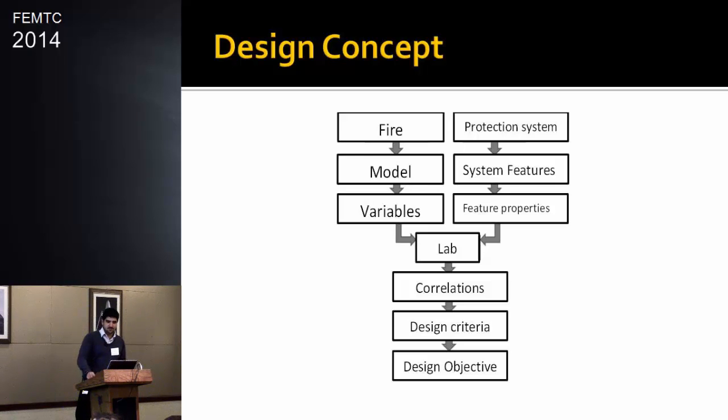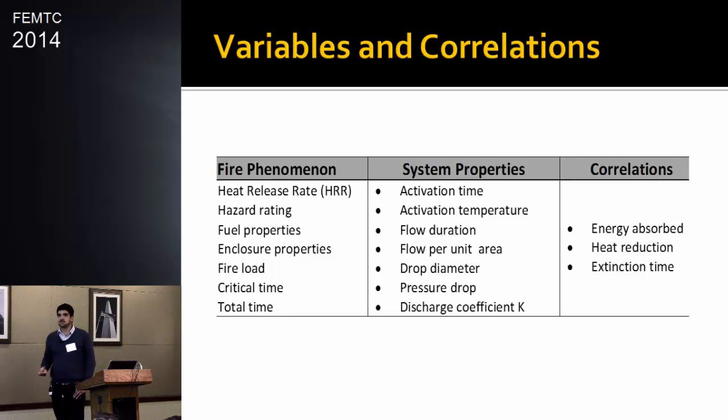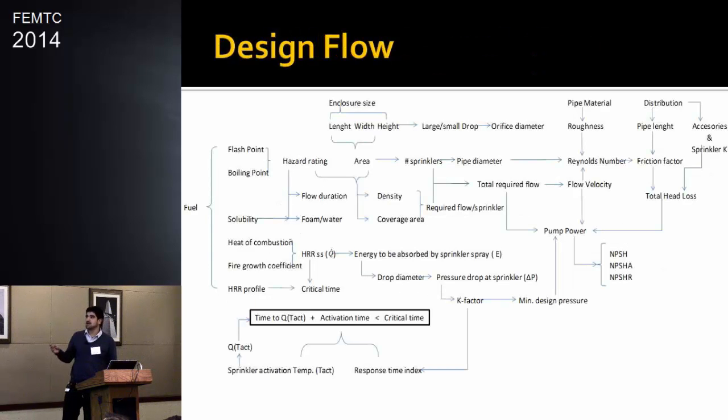So we started with the variables and correlations related to fire behavior, the system properties, and the correlations that are going to be able to relate these two properties, to relate the phenomenon with the sprinkler system design. We have the heat release rates, hazard rating, fuel properties, enclosure properties, fire load, critical time, and total time. Then activation time, activation temperature, flow duration, flow per unit area, drop diameter, pressure drop, coefficient of discharge K. This is related to the sprinkler head. And the correlations are energy absorbed by the spray, heat reduction, and extinction time.